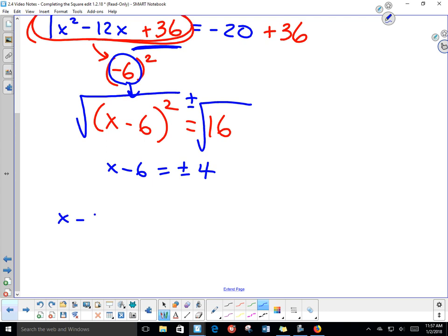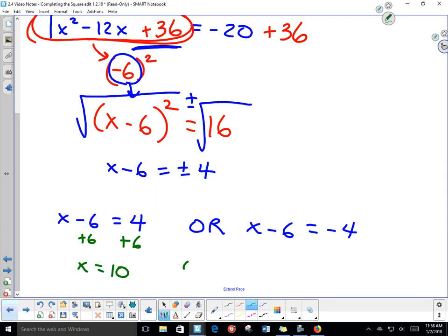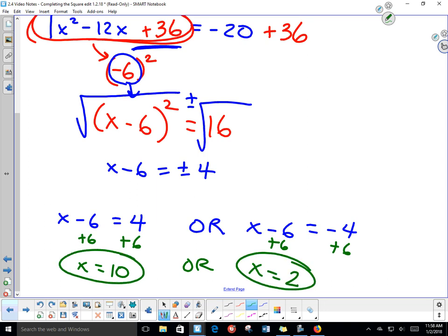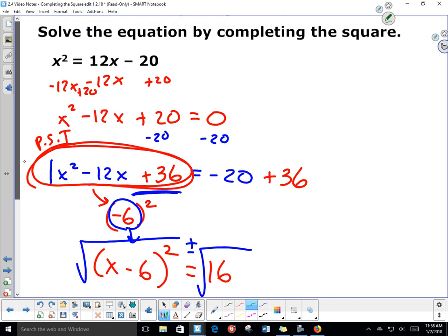So it means we really have two equations, x minus 6 equals 4, or x minus 6 equals negative 4. So to solve this, we're just going to add 6 to both sides, and we get x equals 10. Or if we add 6 to both sides here, we get x equals 2. So these should be our two solutions, 2 and 10, for this equation.